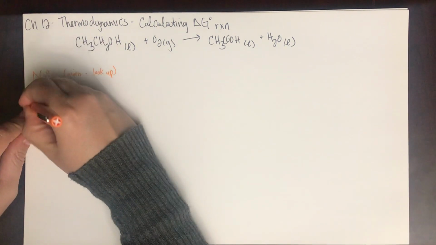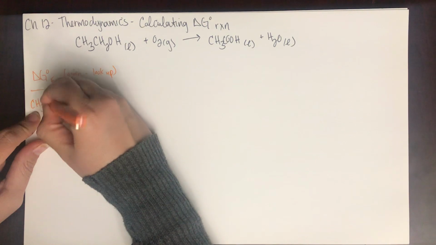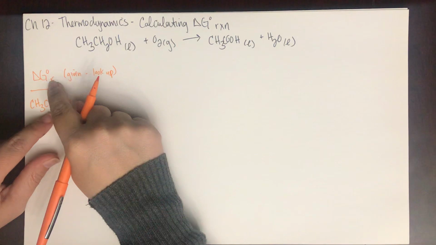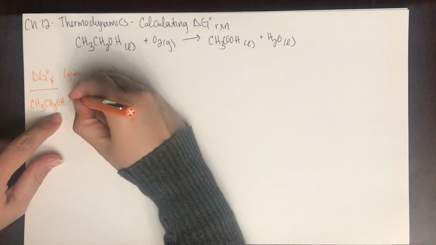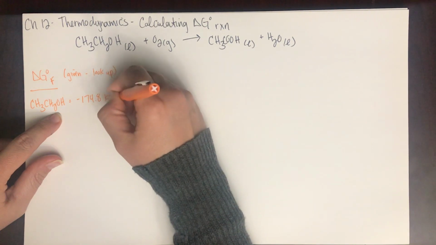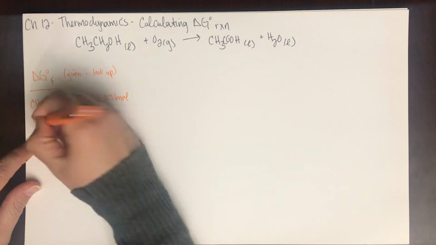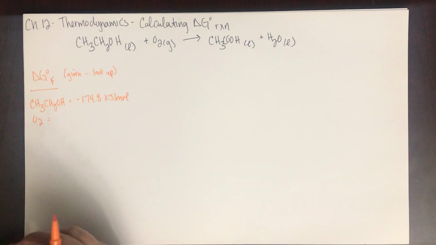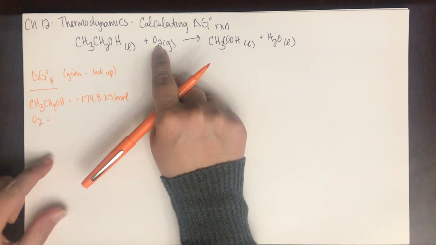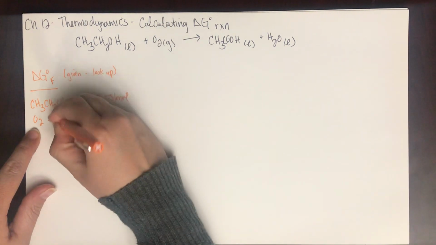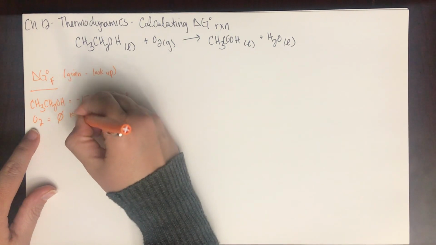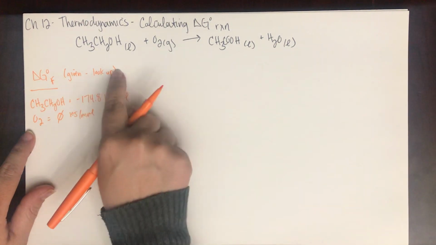So here, CH3CH2OH, and the free energy of formation is negative 174.8 kilojoules per mole. For oxygen, it's the same as the standard enthalpy of formation: for an element in its reference state, the free energy is 0. So it's 0 kilojoules per mole for oxygen. Again, you're looking this up.